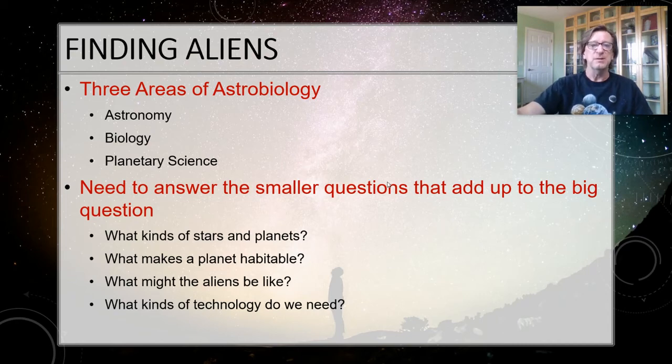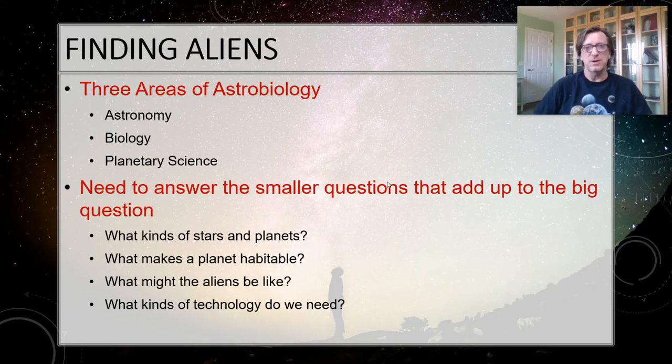All right. So, just in summary, then, 3 areas of astrobiology: astronomy, biology, and planetary science. And then here are some of the questions that we need to answer. But there's a whole lot more than this. So, one of the things you're going to do for your homework is you're going to be exploring this right here. So, when you finish your homework, ideally print it out.